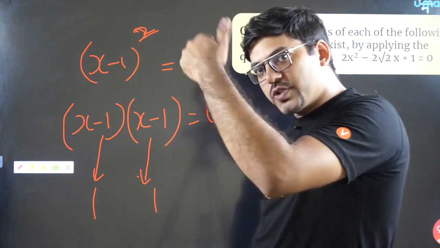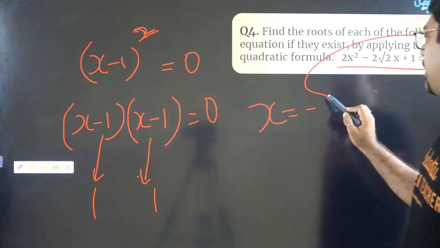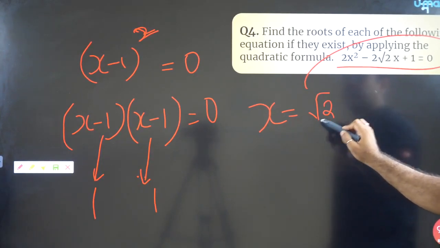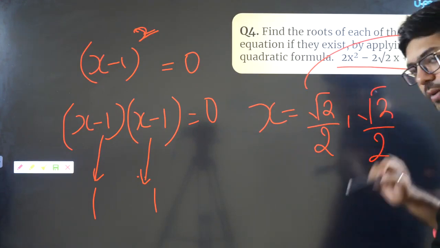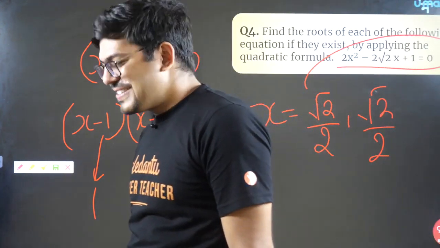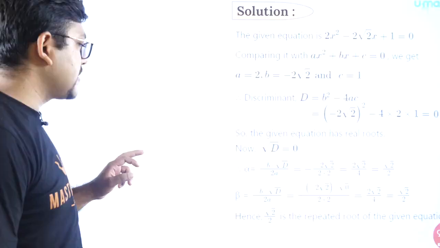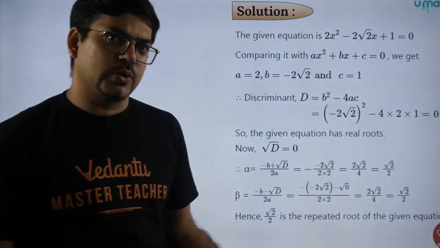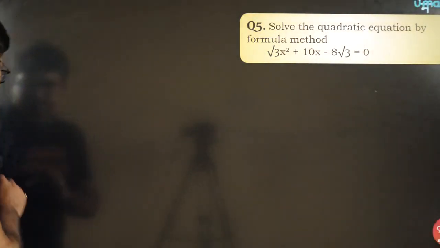So this was the same situation which we were getting in this question, that x is equal to plus root 2 by 2. Both the zeros are same only. Fine. Okay. If you all understood, let's move on to the next question. Here we go. So here's the solution as well. Root 2 by 2, root 2 by 2. Both the zeros are same. Here we go to the next question.